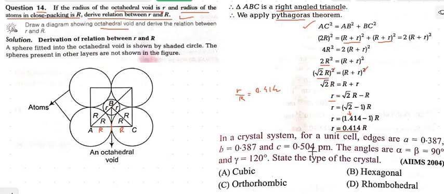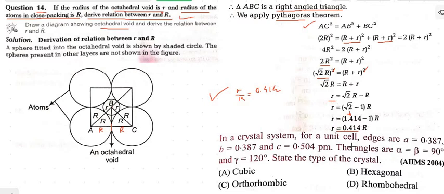Now this is the value which is actually the ratio of the radius of positive ion to the radius of the negative ion. I hope this is clear. This is a very important question. Go through this question again if you have any doubt.